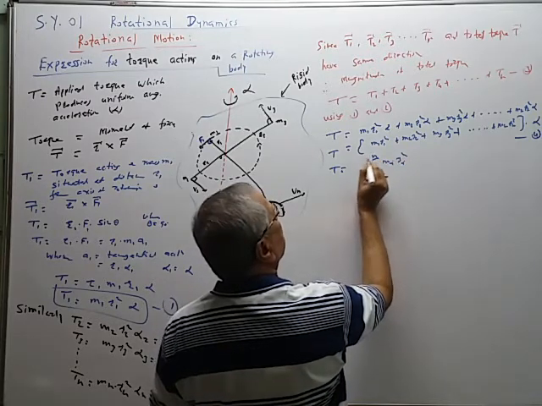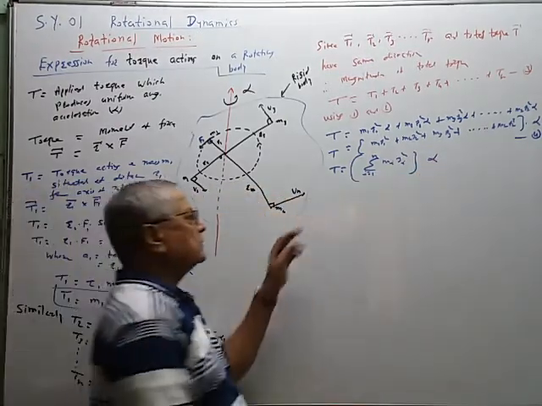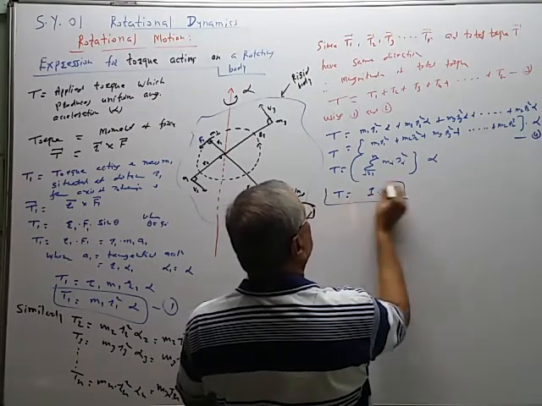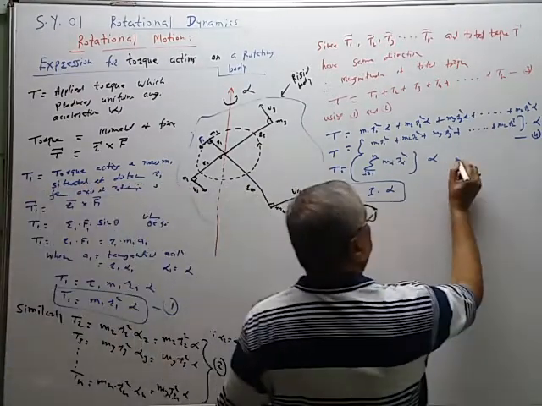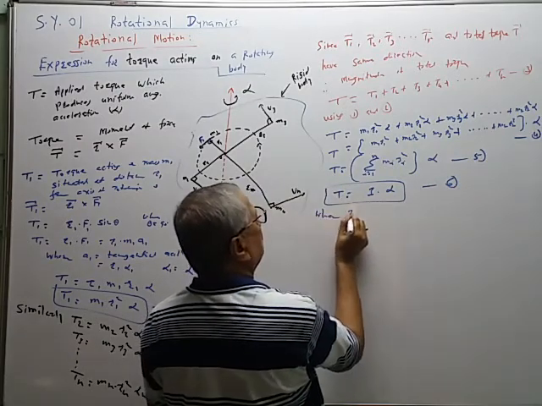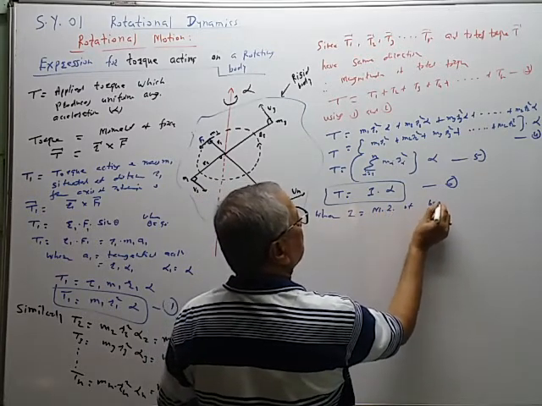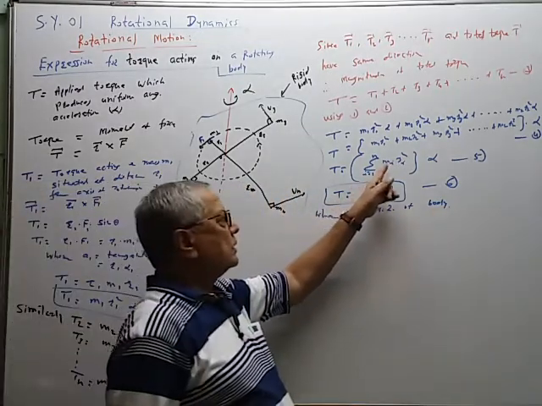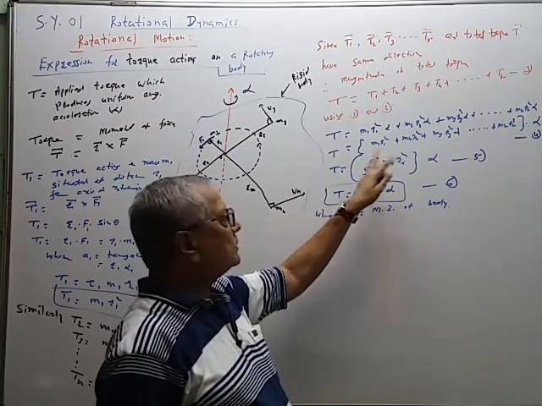i varies from one particle to n particles, into uniform angular acceleration alpha, and this bracket we replaced last time by I. So T is equal to I into alpha. This is equation 5, this is equation 6, where I is the moment of inertia of the rotating body. Its unit is kg into meter square; kg means mass, meter square, both are scalar quantities.